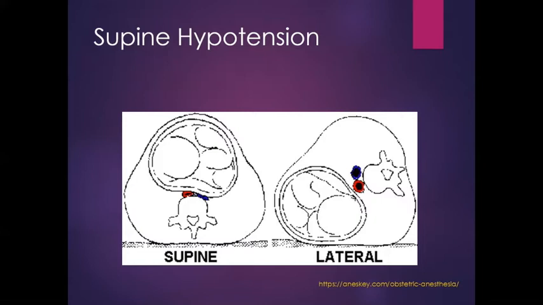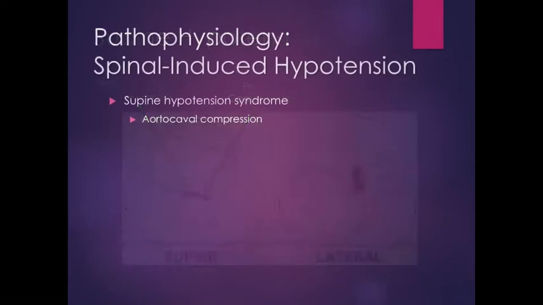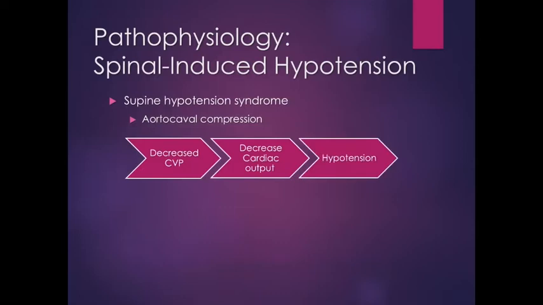Now, this concept is that the gravid uterus compresses the great vessels, and when in a supine position, the compression of the IVC will decrease the blood return to the heart and drop cardiac output. And then to a lesser extent, the aorta is also compressed and can compromise blood flow to the uterus and placenta. The resultant reduction in central venous pressure and drop in cardiac output result in hypotension.